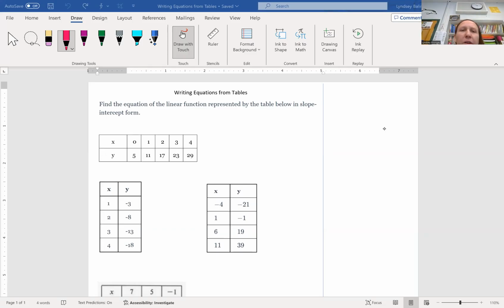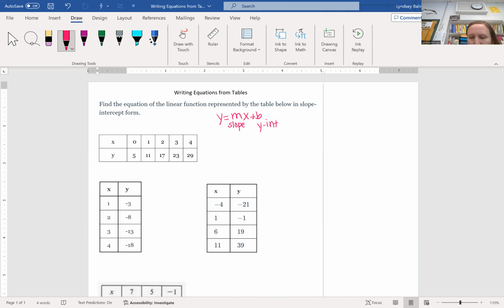Okay, in this video, we're going to talk about writing equations of functions from tables. So we're going to, once again, still do this in slope-intercept form. Remember that slope-intercept form is y equals mx plus b, where m is your slope and b is your y-intercept. Okay, you need to have that memorized.